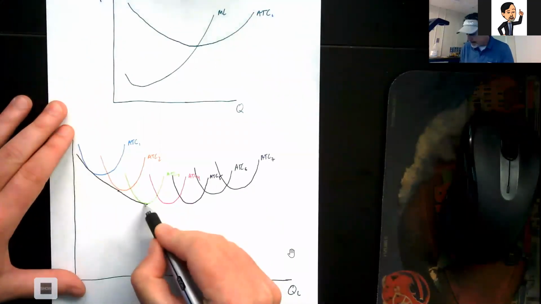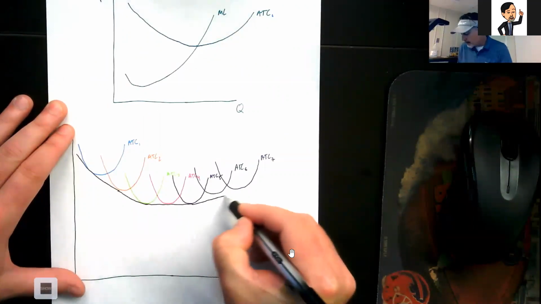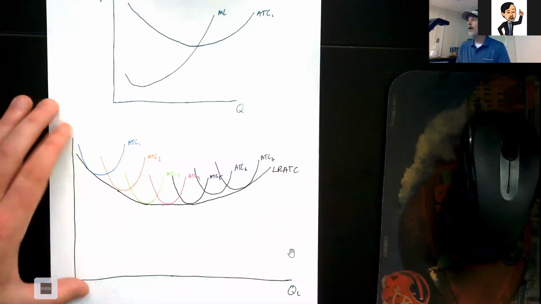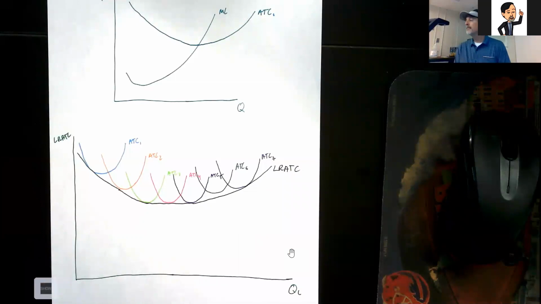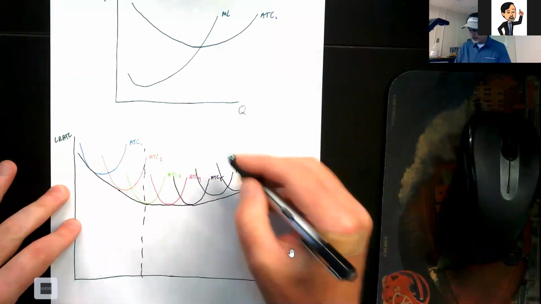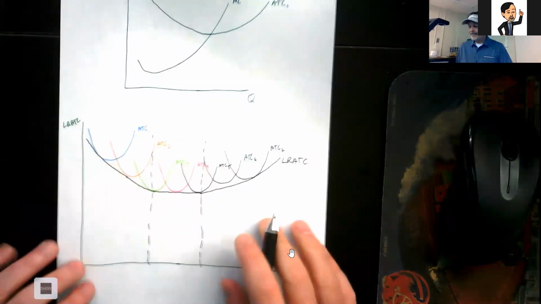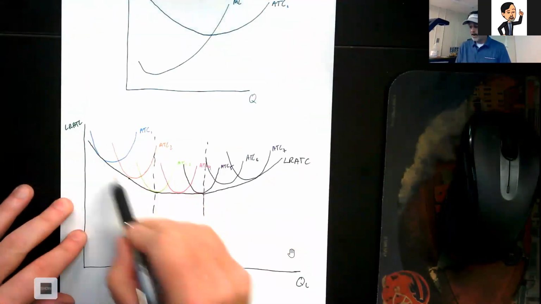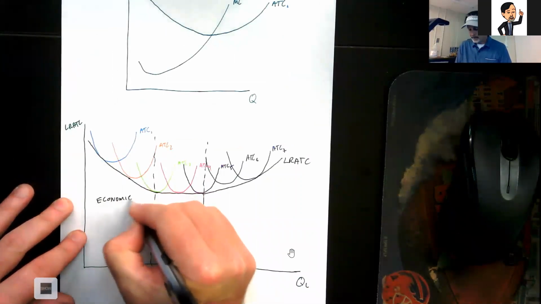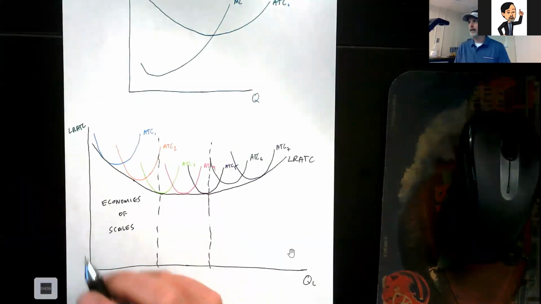Then we are going to see constant costs. And then we are going to see increasing costs. And that is your long run average total cost curve. Okay. And we're going to divide this also into segments. On the left-hand side, when you see our long run average total cost decreasing, economies of scale.